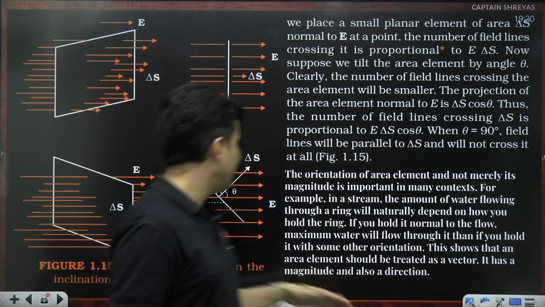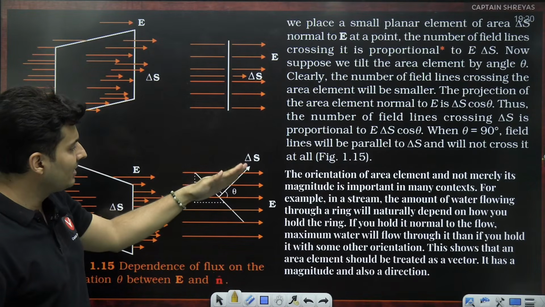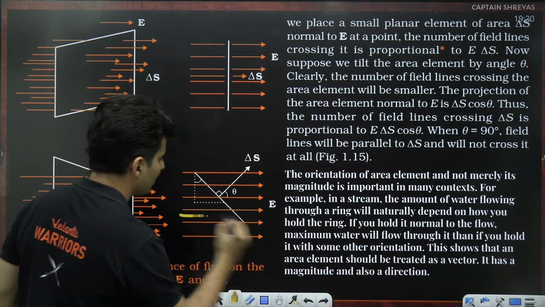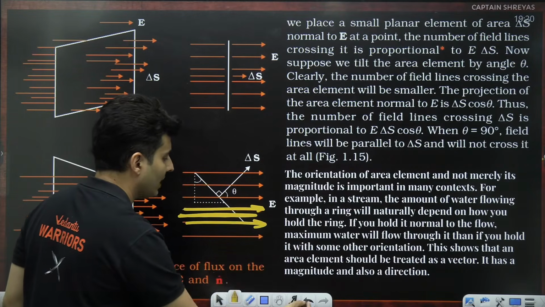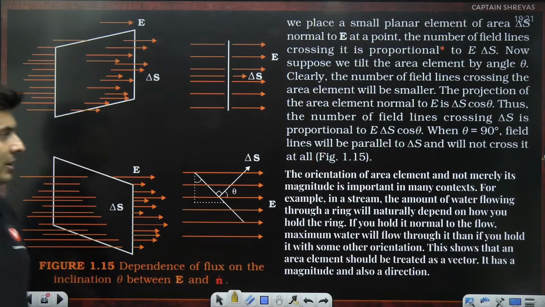If theta was 90, imagine here theta is 0. Slowly you change the theta value and make it 90. So this sheet finally becomes parallel to the field lines. You will see all the field lines will go front or behind it, nothing cutting through the sheet. So the flux will then become zero.